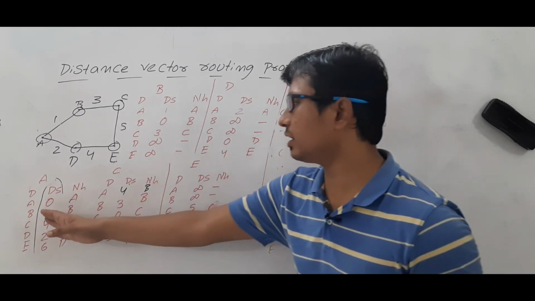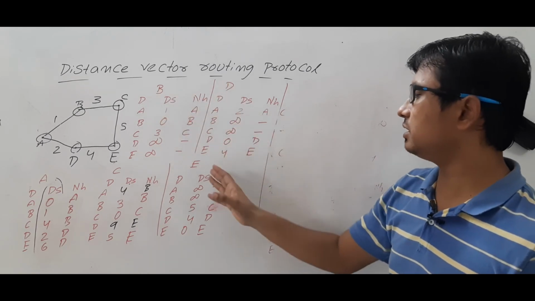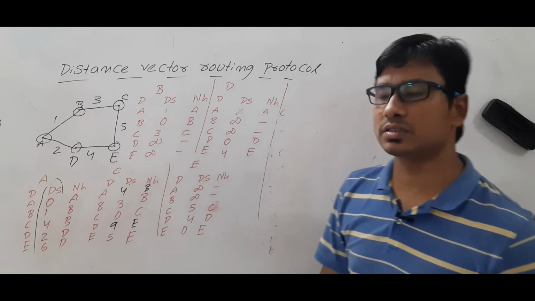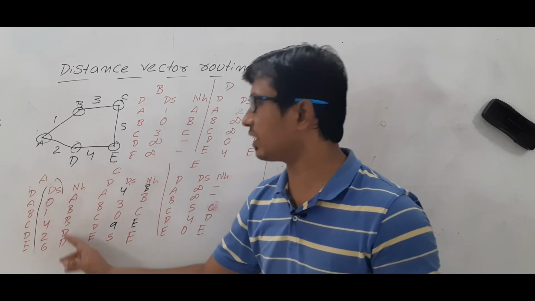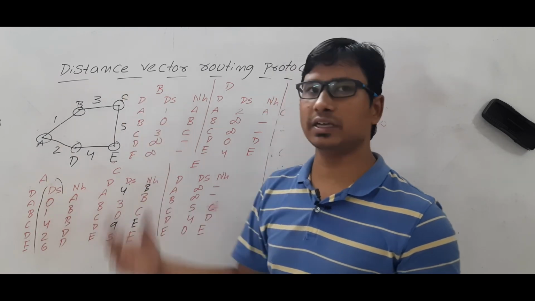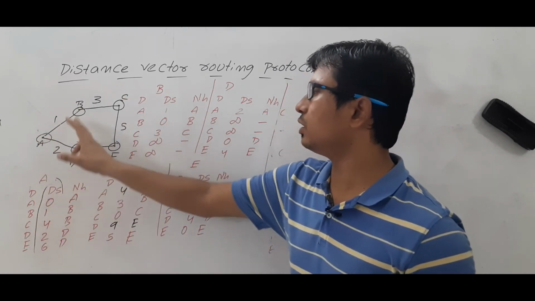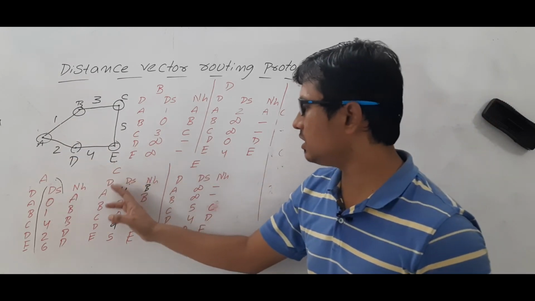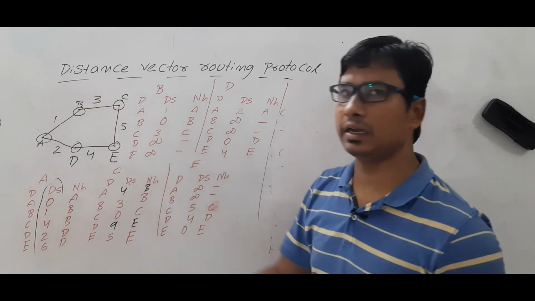The same way how I did A and C, you have to find the B's, D's and E's. Then what will happen? Once A got this updated, in the next iteration, it will forward this distance vector to its neighbors again. Are you able to understand? Similarly, C will forward its distance vector to its neighbors B and E.